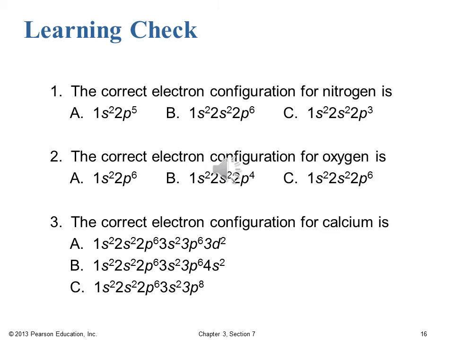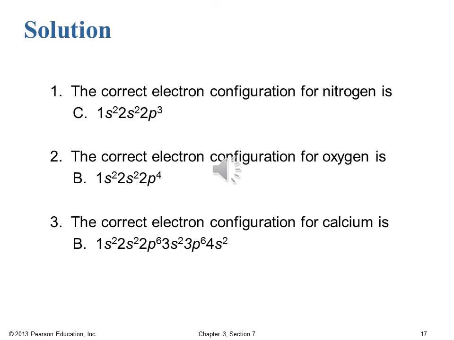Looking at answer choice C for number 3, 1s2, 2s2, 2p6, 3s2, 3p8, that should set off some red flags, right? 3p6 is as high as we go, so 3p8 is not possible. There's one you can eliminate right away. Okay, if you haven't made all your selections yet, please pause the video, and once you've made your selections, we'll see how you did.